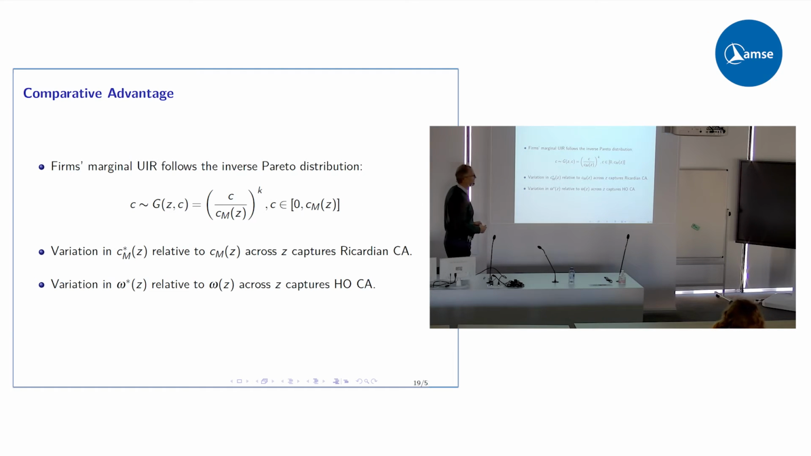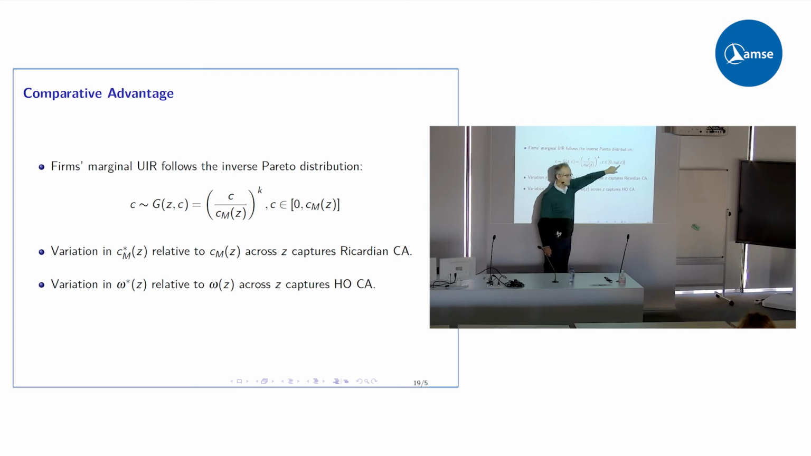And if you assume that TFP at the firm level is distributed as a Pareto, then C is going to be distributed as an inverse Pareto with this form, which is, well, C, of course, that's the variable, divided by Cm, which is the upper bound of the support, and the power of K. K is the shape parameter, and Cm is the location parameter of this Pareto, the upper bound of the support. Intuitively, the higher the upper bound of the support, the higher the probability that you get bad draws for your unit input requirements, because clearly you are extending the support in the costly direction.